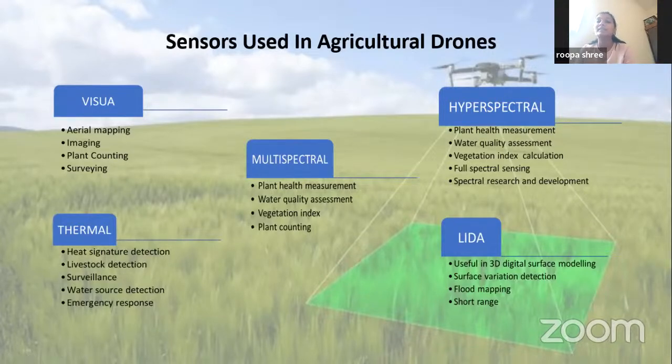The multispectral sensor will be used in plant measurement, water quality assessment, vegetation index, and plant counting. The hyperspectral sensor will be used in plant health measurement, water quality assessment, vegetation index calculation, full spectral sensing, research and development. And the LIDAR sensor will be useful in 3D digital surface modeling and surface location detection, flood mapping, and short range. Next slide, ma'am.